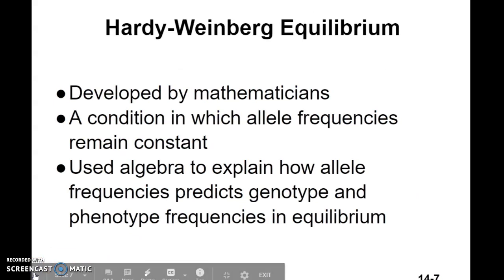All right, I'm not going to go into too much on Hardy-Weinberg today. We are going to do a worksheet on that soon. Hardy-Weinberg was basically developed by mathematicians. It's the idea where allele frequencies remain constant. Basically, all those things I mentioned before, the opposite has to happen. There has to be random mating. There has to be no migration, no mutations, no genetic drift, and no natural selection for these to occur. So this is just basically how algebra explains how the genotype and phenotype frequencies occur in equilibrium.